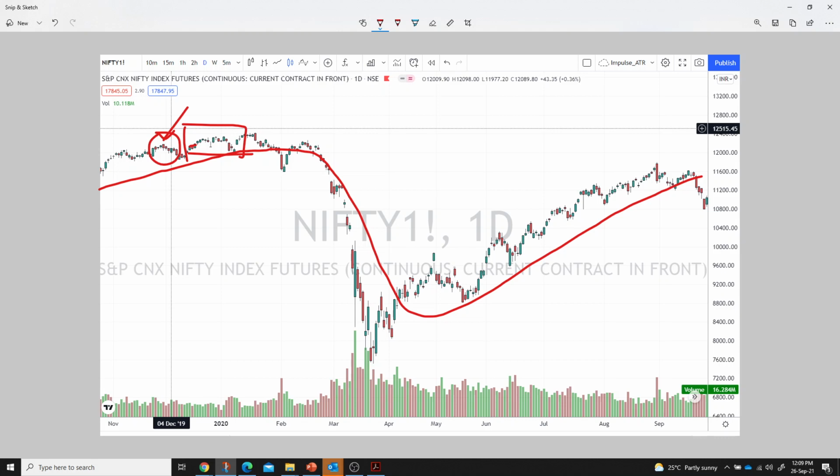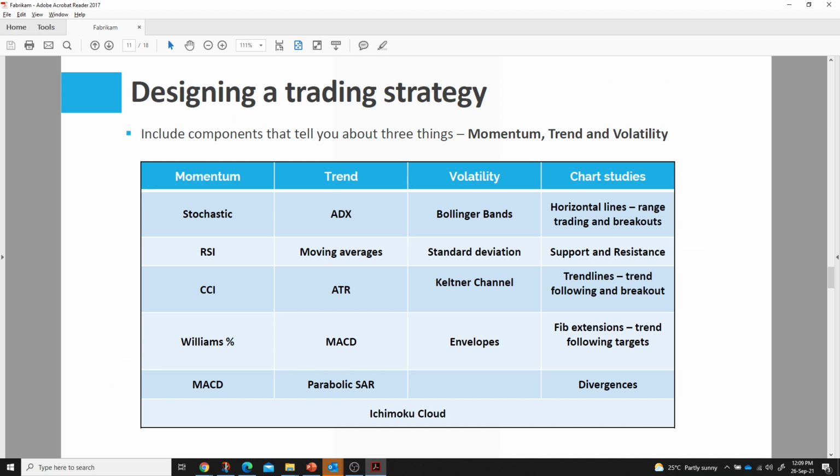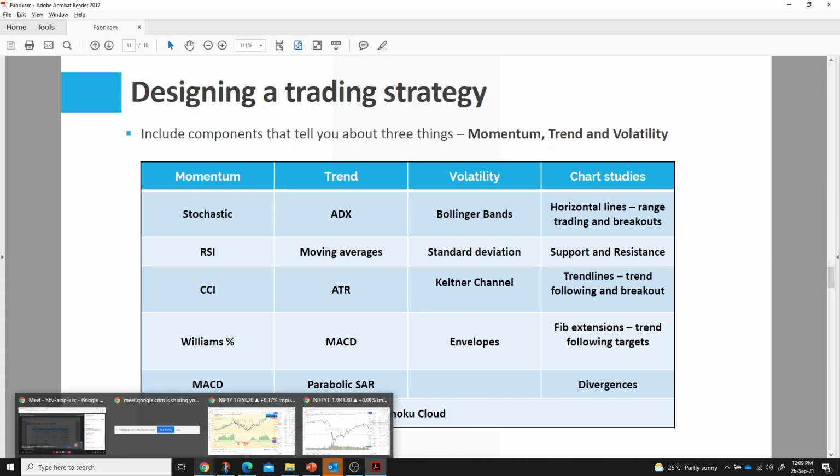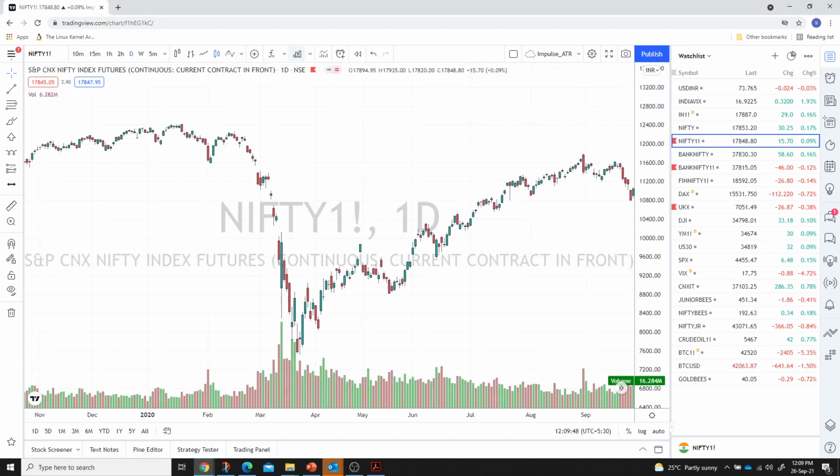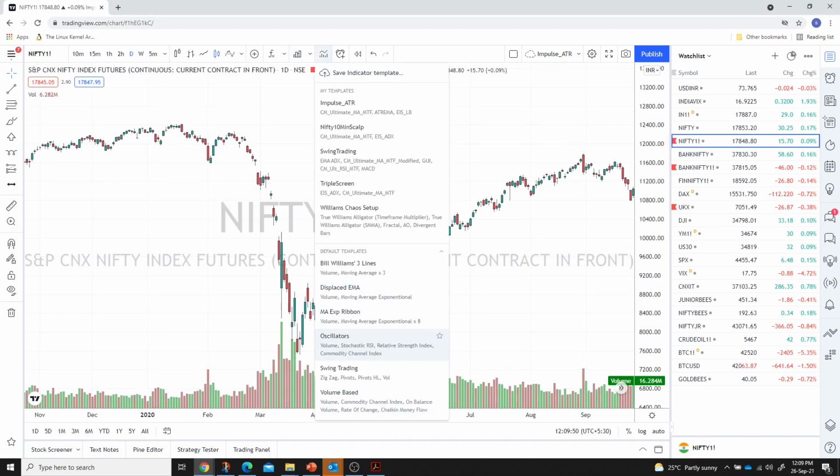So, what indicators can you use to do this? There are three types, MTV, as I said, and then chart studies. The goal is not to use the same indicator more than once in one category. Yeah, so let's say I went into the previous example, I went into chart study and I took oscillators.